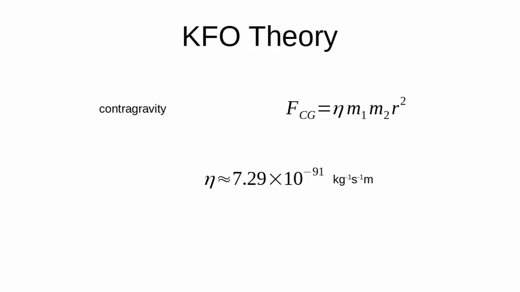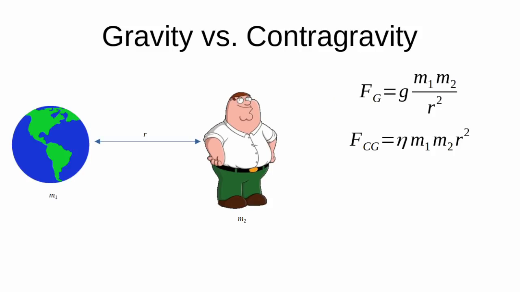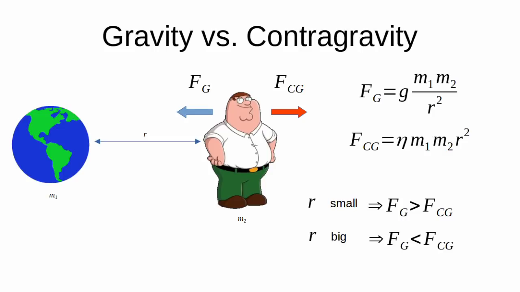Now that we have a mathematical description of the contragravitational force, how do we make intuitive physical sense of this? Suppose we have two massive objects with masses m1 and m2 a variable distance r apart. The attracting force is given by Newton's gravitational equation and the repelling force by the KFO theory. As these objects get closer together, the KFO force shrinks, and Newton's force increases. Conversely, as the objects grow farther apart, Newton's force becomes vanishingly small and the KFO force blows up.